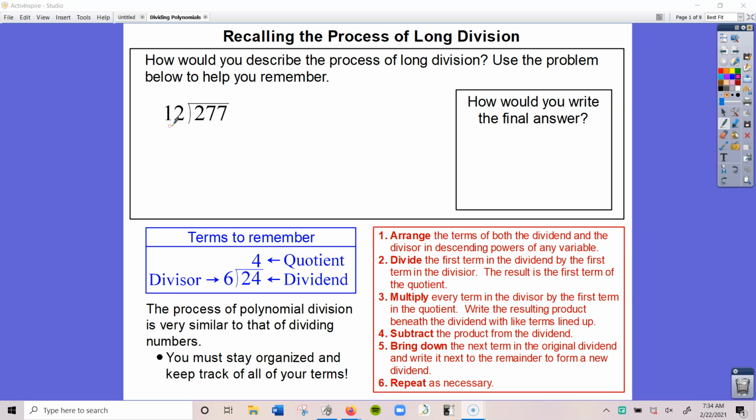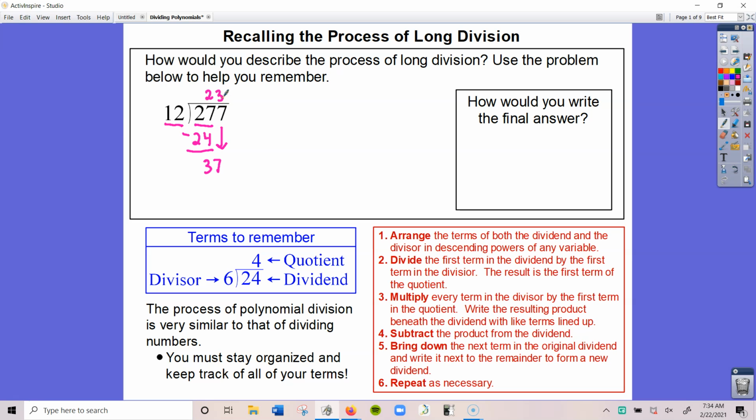First, what we do is we look at how many times does 12 go into 27, which is 2. Then we multiply the 2 times 12, which gives me 24. Next, we subtract. When we subtract, we get 3. Then we bring down the next number. Now we ask, how many times does 12 go into 37, which is 3.